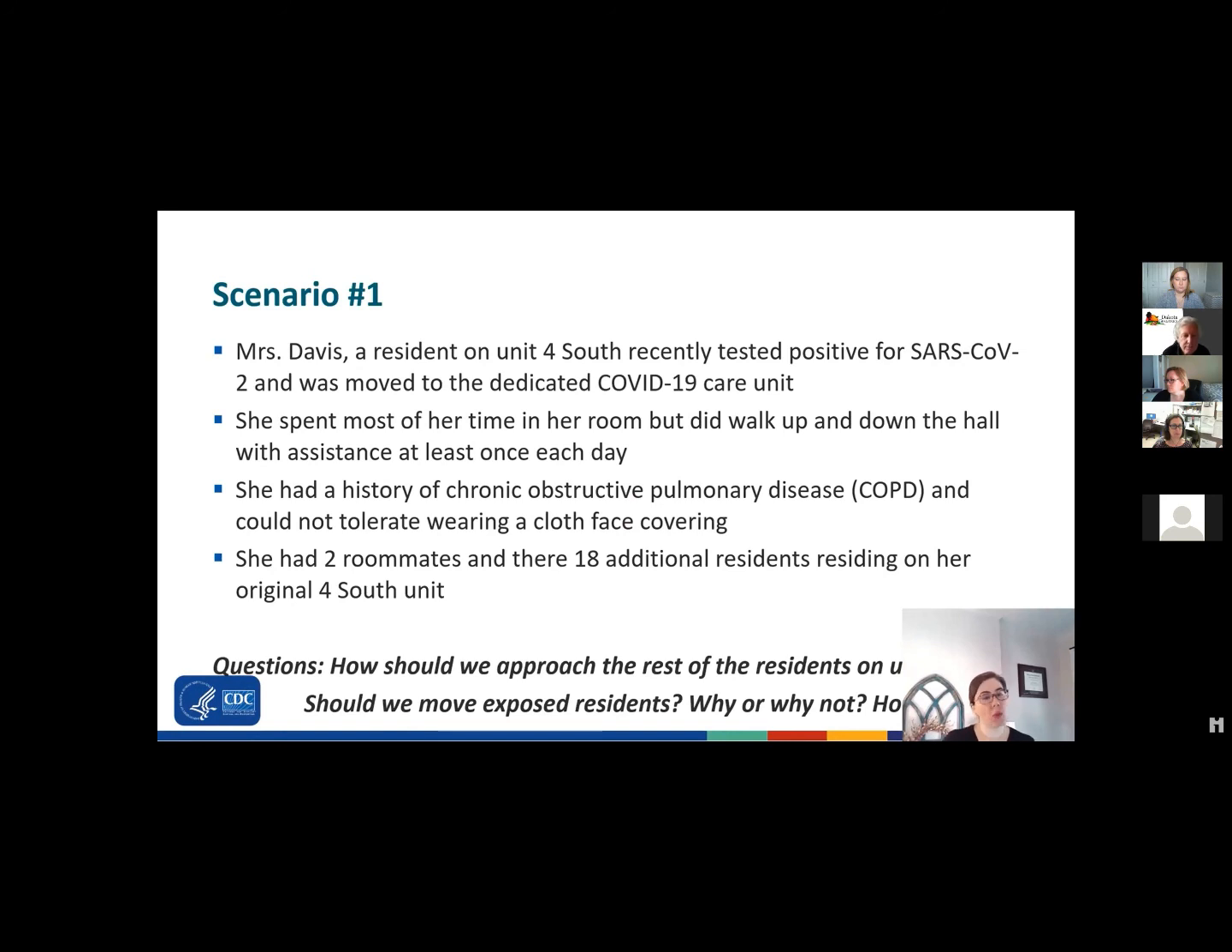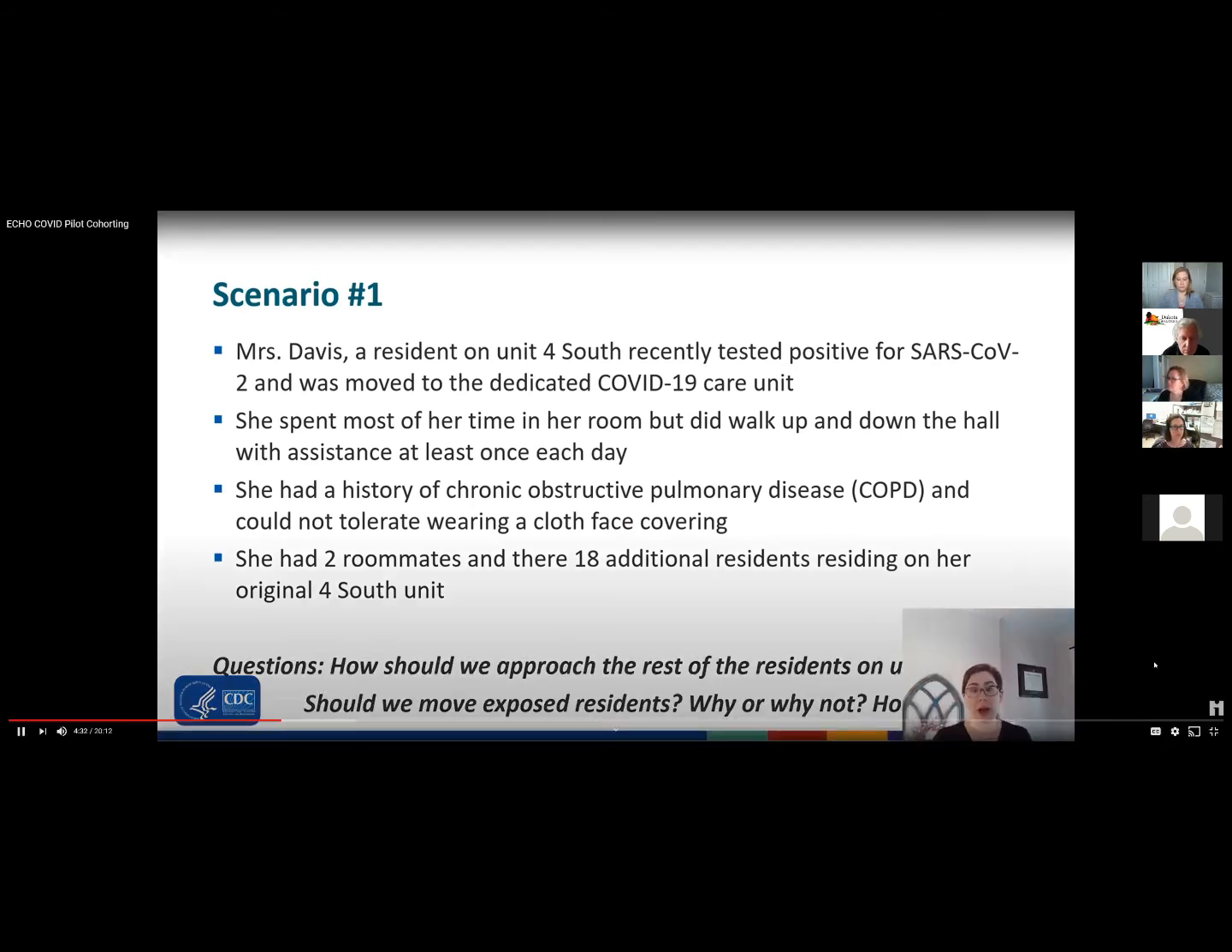So the questions I have for you are, how should we approach the rest of the residents on Unit 4 South, on her unit? Should we be thinking about moving exposed residents? What about her roommates? And why or why not? Or where or how? Should we be taking her roommates to the COVID-19 unit? Should they go elsewhere? Stay where they're at? These are some of the things I want you to think through.